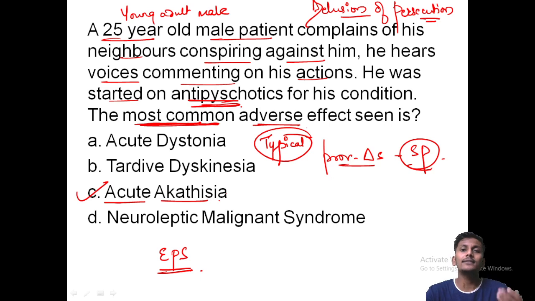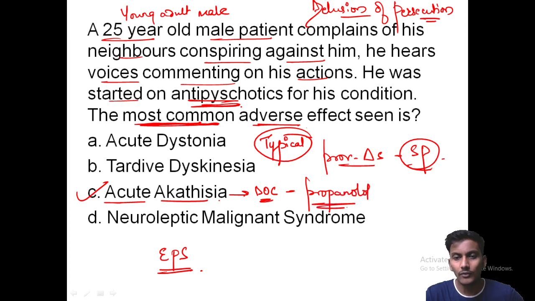Restless leg syndrome. Patient keeps on moving from here and there. He cannot sit quiet at one place. So that is known as acute akathisia. And the drug of choice we have already discussed for acute akathisia is a non-selective beta blocker known as propranolol, which is also a drug of choice for essential tremors. Remember, if they ask that the earliest adverse side effect seen, then the answer would have been acute dystonia.